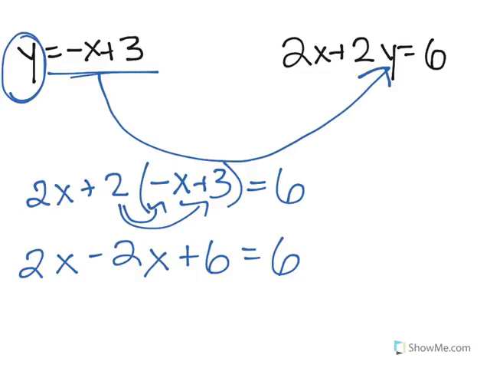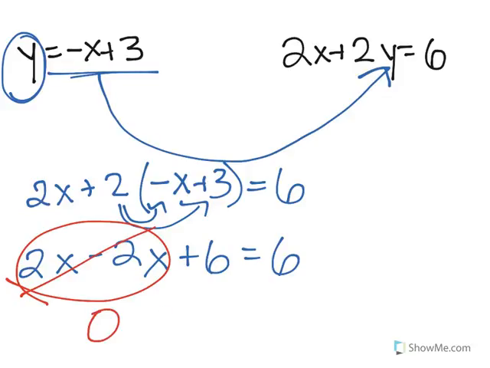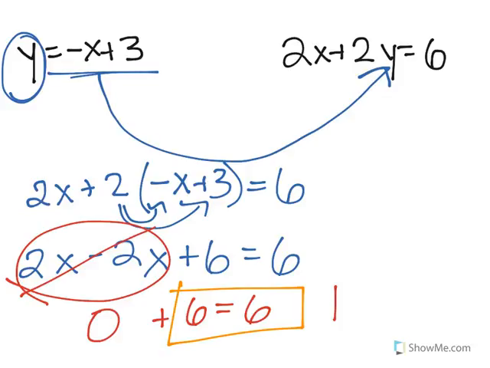Something very interesting happens right here. The 2x minus 2x cancel out. This is just 0 plus 6 equals 6. As you might recall, in the other example, I talked about true statements and false statements. This is a true statement, because 6 will always equal 6. So this is a true statement. This means that we have infinitely many solutions.